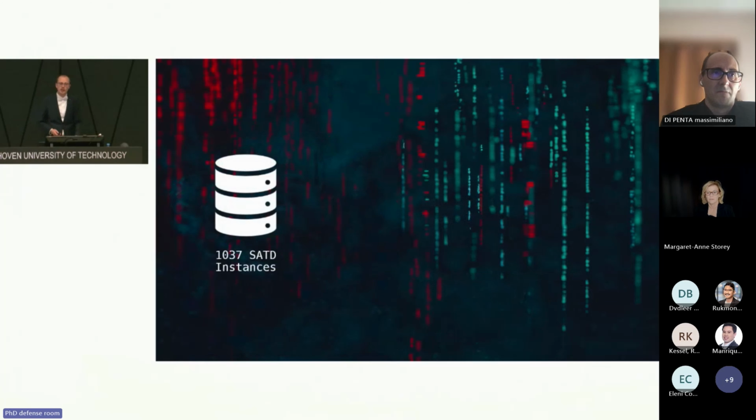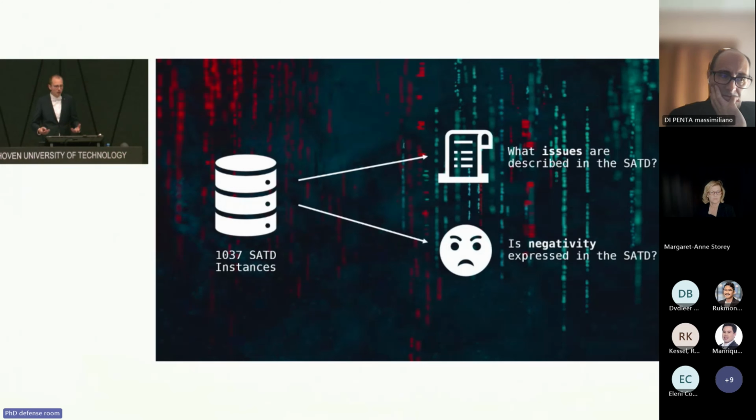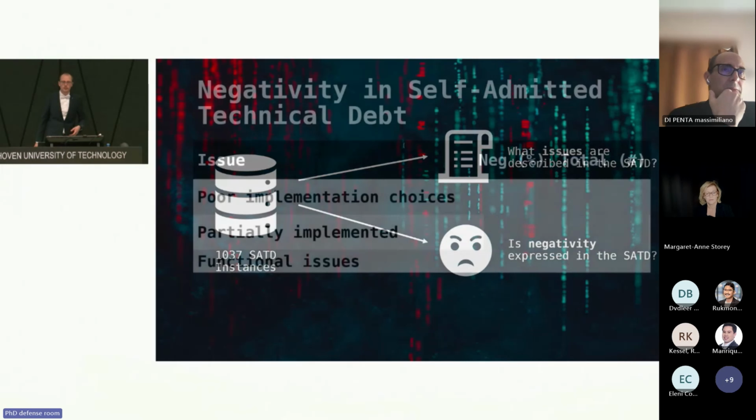So we took these labeling guidelines and we took 1,000 of these instances, so 1,000 pieces of code with descriptions of the problems that were present in them, and we studied two things with a large team of labelers. We first tried to understand the type of technical issues that were described in these pieces of self-admitted technical debt, but we also tried to understand whether, according to our guidelines, negativity was expressed.